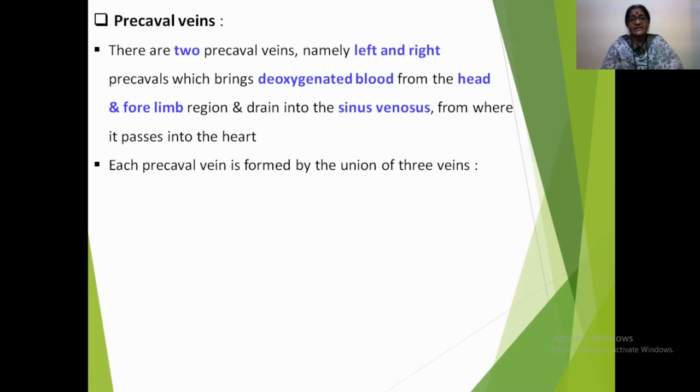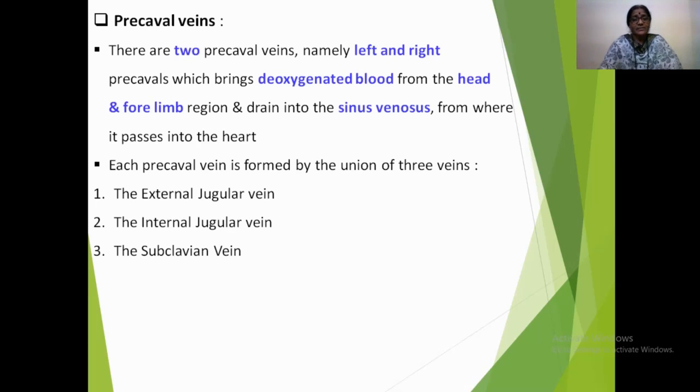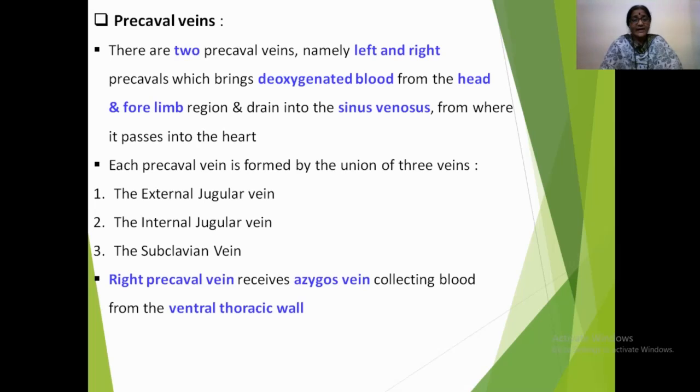Each precaval vein is formed by union of three veins, namely the external jugular vein, the internal jugular vein, and the subclavian vein. The right precaval vein receives a special vein, that is azygos vein, collecting blood from the ventral thoracic wall.